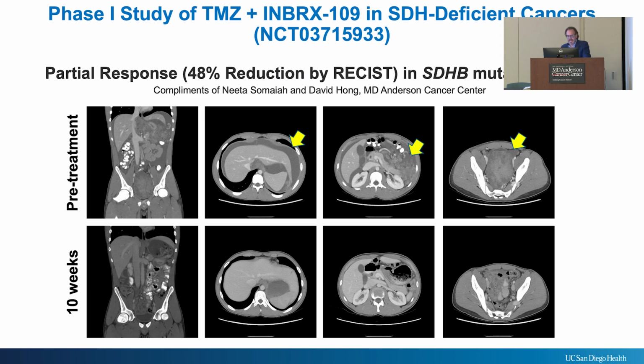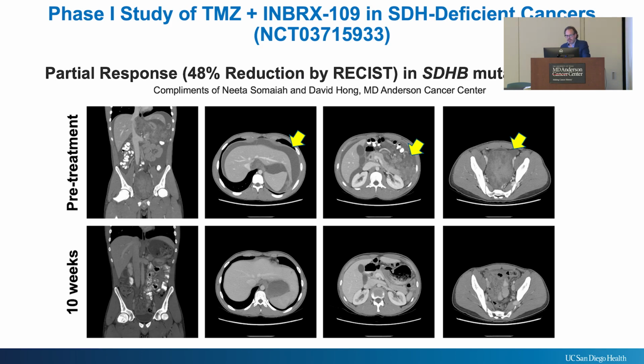17-year-old male with an SDH-B mutant GIST. You can see here on the axial images, though these are the coronal ones, that he's got fluid around his liver. He's got a large tumor here, as well as a large tumor here in his pelvis. This was a patient treated by Dr. Samaya and Dr. Hong here at MD Anderson. And what you can see here is after just a mere 10 weeks of therapy, so 2.5 months, he had a dramatic response to therapy with this combination of temozolomide plus Inhibrx 109.